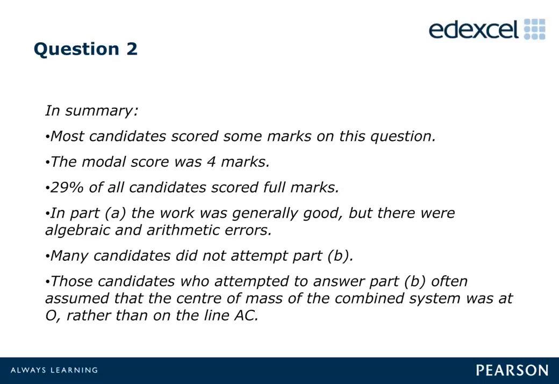In summary, most candidates scored some marks in question 2. The modal score was 4 marks, often scored through a correct answer to part A. 29% of all candidates scored full marks. In part A, the work was generally good, but there were algebraic and arithmetic errors.